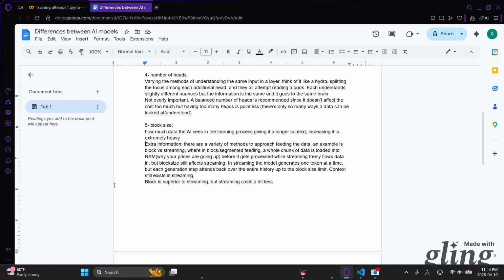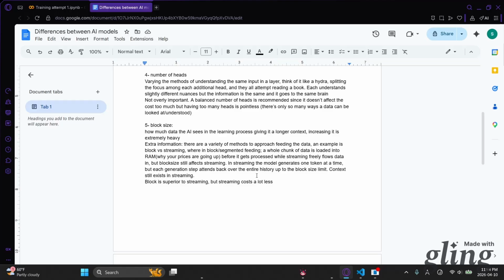I'm basically going to explain what block or segmented learning is and what streaming is. Block or segmented learning basically loads all the information that the AI wants to learn into a single segment in the RAM that's ready to be processed. This helps the AI by keeping all the context, so the back and forth is going to be very easy, and it's going to process the information much quicker.